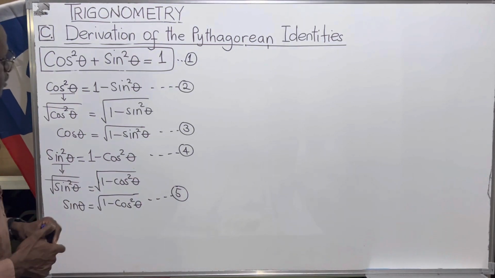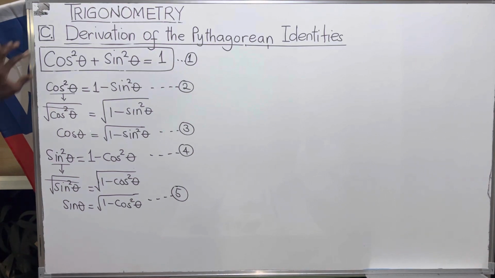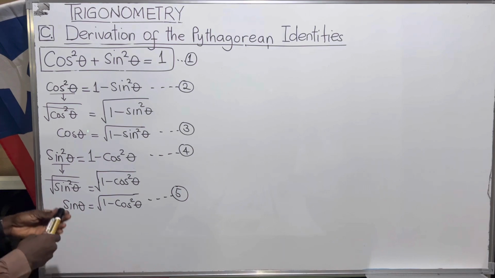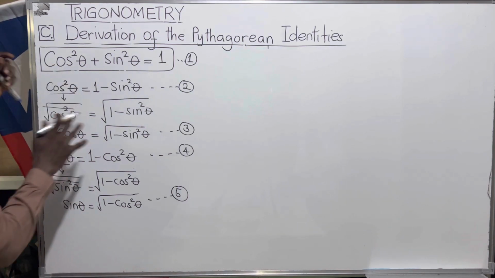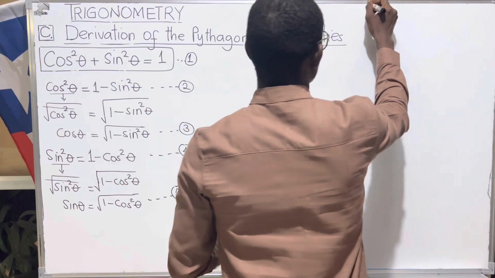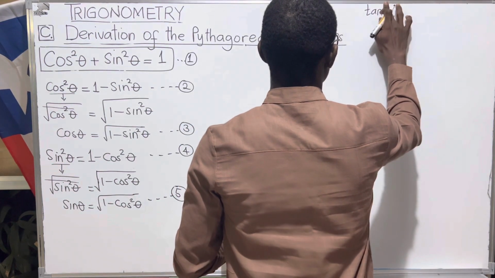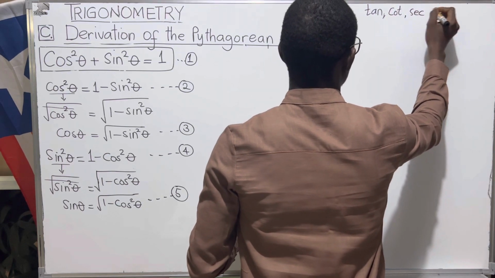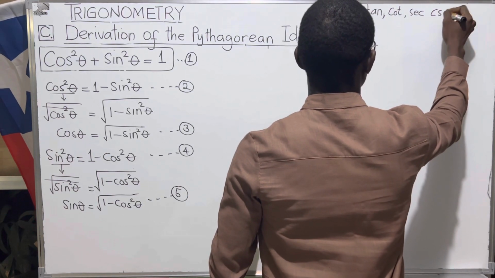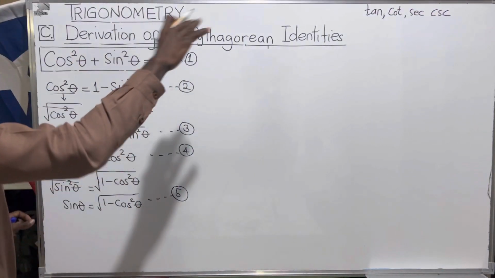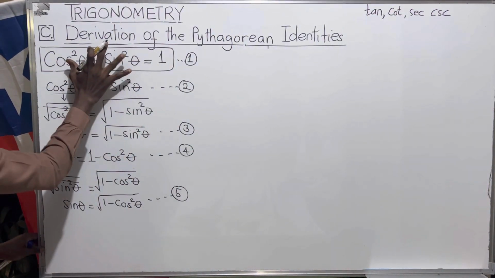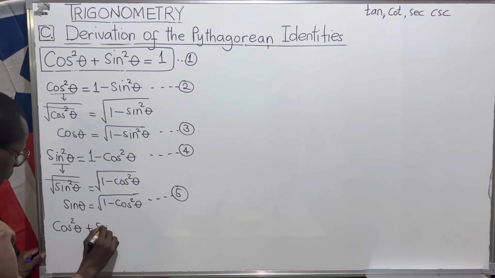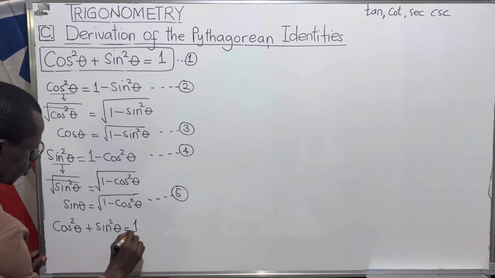So we've derived several other identities just from this one. We have now derived an additional 4 identities. Now, what if we want to bring in identities for tangent, cotangent, secant, and cosecant? What if we want identities for those 4 trigonometric functions? Now we bring this original trigonometric identity down: cos squared theta plus sine squared theta equals 1.